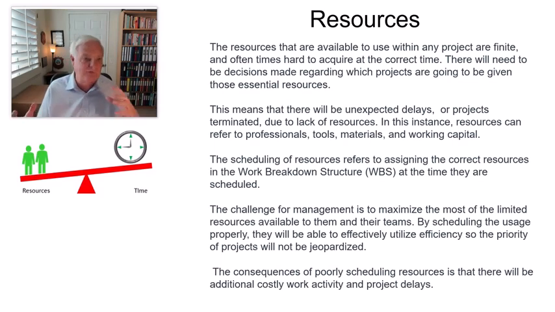Now, let's just for a minute talk about resources and what resources are. The resources that are available for you to use within a project are finite. There are 2 throttles you have: effectiveness and efficiency, based on cost, schedule, and resources. And those are the only things that you can really work within to try to make your project work faster. So remember that there will be a need to have decisions made regarding which projects are going to be given those essential resources.